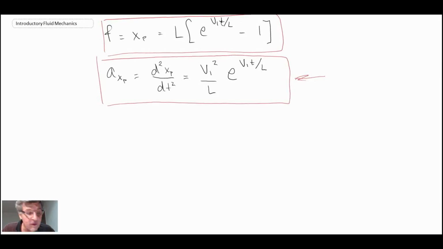Eulerian is the more clear and more straightforward method, and that's typically what we'll be using throughout this course, the Eulerian approach. But the purpose of the example is just to show you the difference between the two methods.